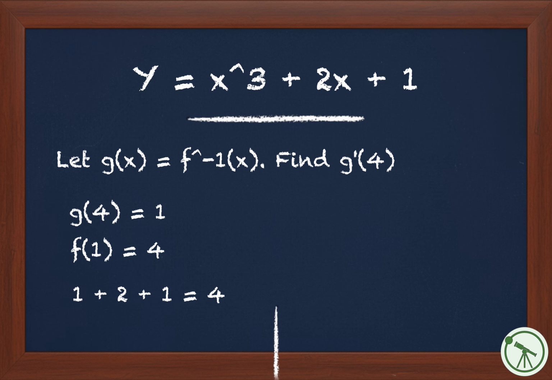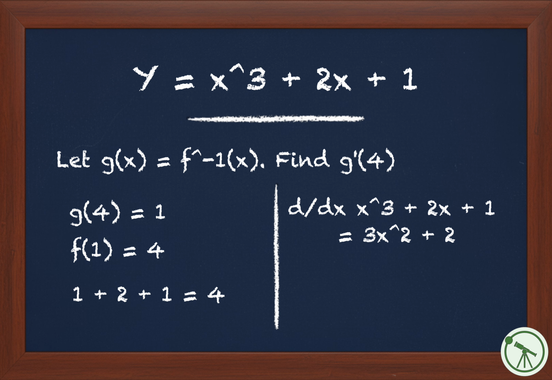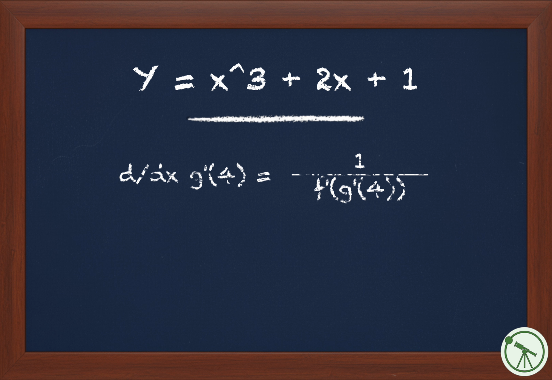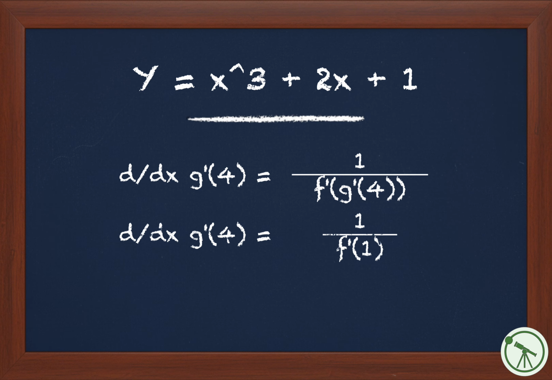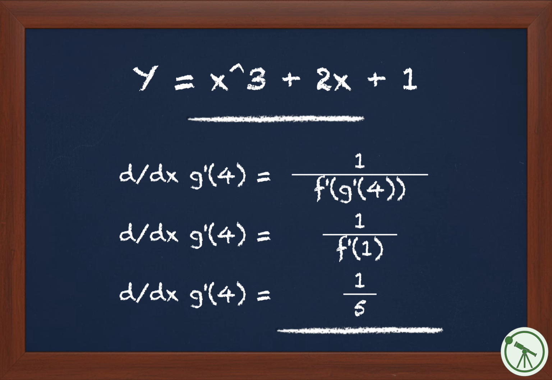but we can't use the shortcut formula yet because we still need to find the derivative of the original function. X cubed goes to 3x squared, 2x goes to 2, and 1 obviously goes to 0. From here, we can plug in 1 to the derivative, which will give us an answer of 5. Now, just like the last problem, we have all the information we need to plug these numbers into the inverse derivative formula. G of 4 equals 1, and f prime of 1 equals 5. Therefore, the answer must be 1 over 5.